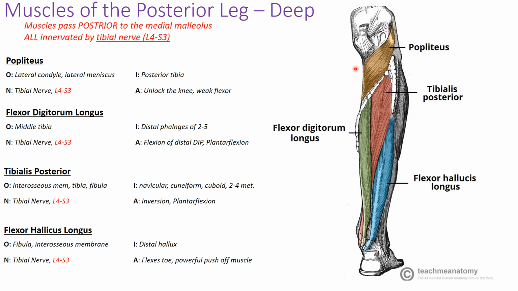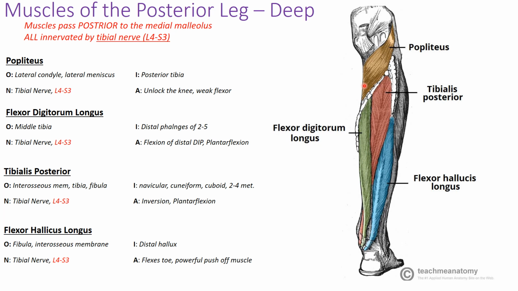the leg. So the first muscle we're going to talk about is the only one that does not cross the ankle joint, and that's the popliteus muscle. So popliteus muscle coming here. You see that it's coming from lateral to medial. So it's going to originate from the lateral condyle and lateral meniscus, and it's going to insert into the posterior aspect of the tibia, which is located medially.